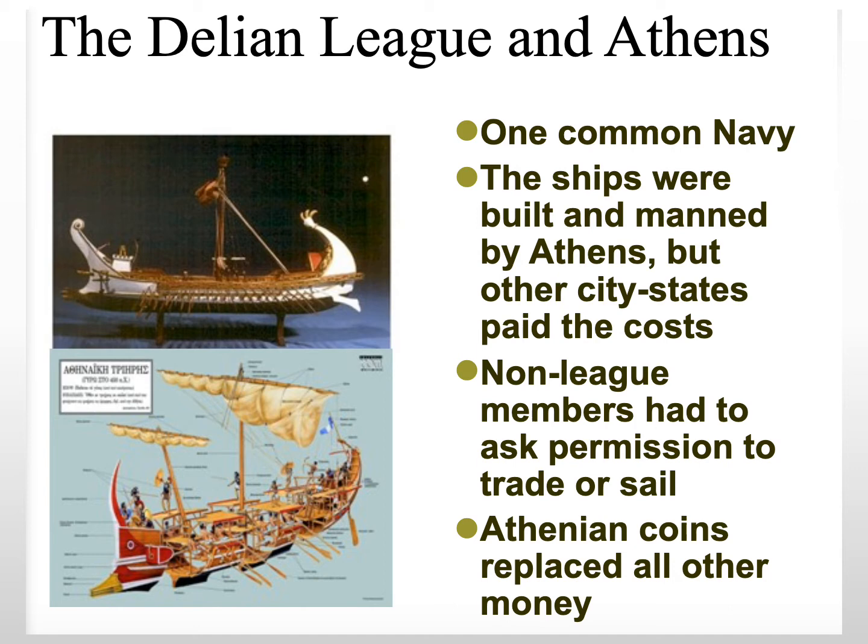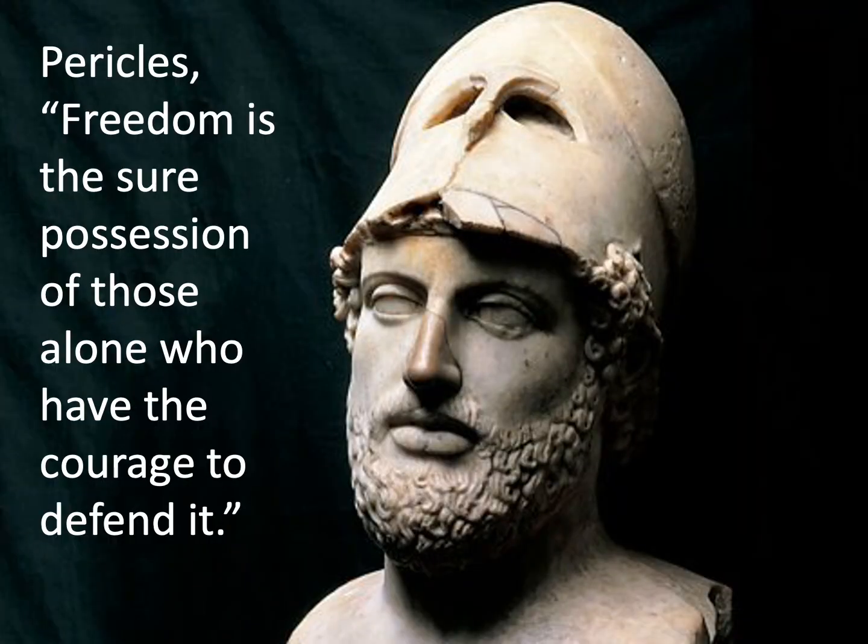Athens then becomes the controller of commerce and trade in Greece. And because of that power, Athens becomes a very controlling entity. And it really begins with this one person, this man, Pericles. Pericles said freedom is the sure possession of those alone who have the courage to defend it. You see, Pericles begins forming a democracy. People who have sworn allegiance to the league have representation within the league. And so behaviors of democracy begin forming.